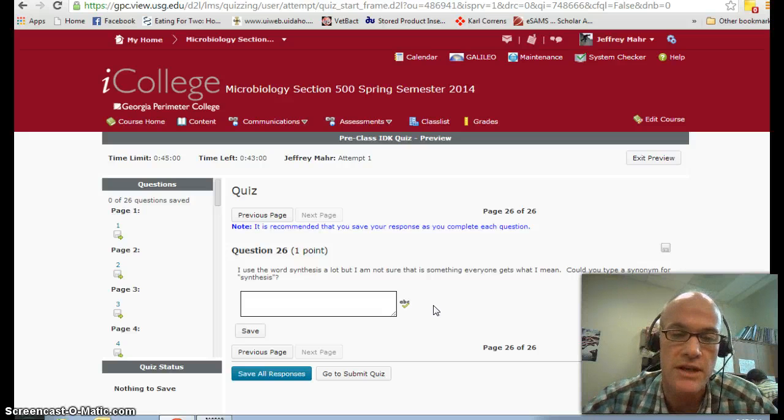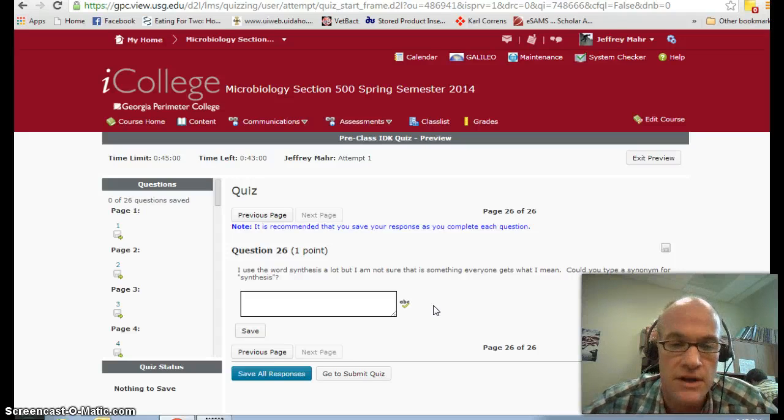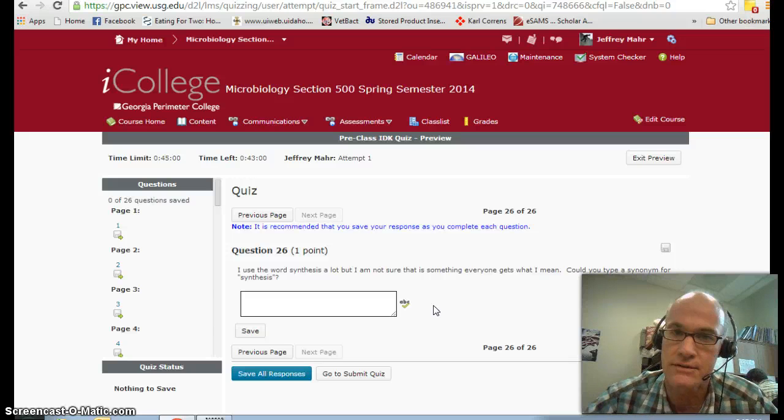So it's really helpful right from the get-go to know, do they know what synthesis means? So type a synonym for synthesis. If you can't, you type I don't know, and that helps me. Right, so we'll go from there.